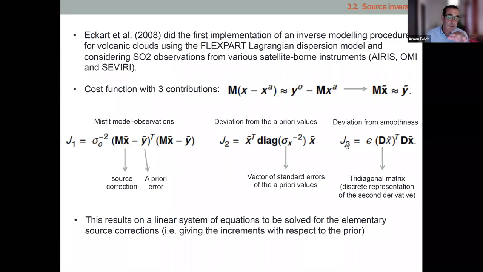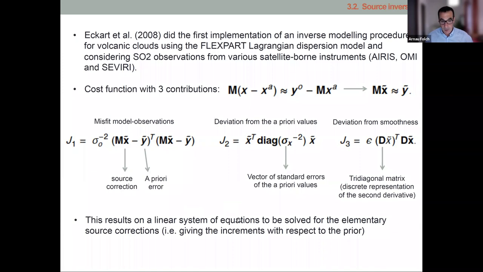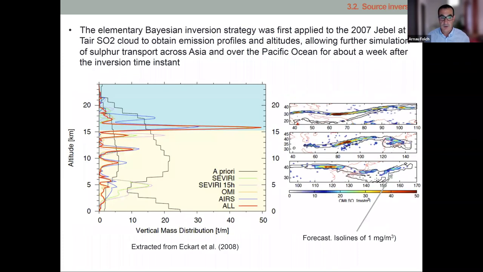No? So the point here is that you have a linear system of equations that you have to minimize to find the correction in order to get the vertical profile that minimizes the observation errors. Okay. So yes, as I said, at the end you have to solve one forward model and one linear system of equations that gives you the increment with respect to the a priori solution that you have assumed. And this is more or less what you can get.